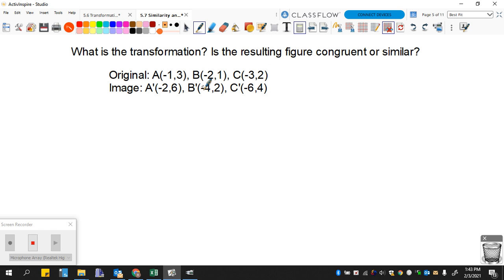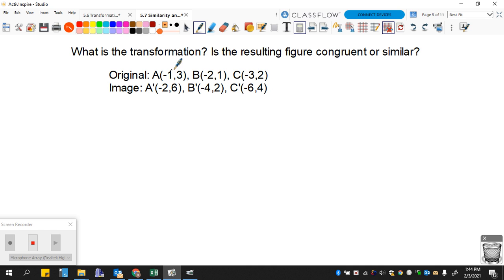Here, let's see what we did. Well, if we look here, -1 turns to -2 and 3 turns to 6. So we have both the x and the y that change. All right. The signs stay the same: a negative stays a negative and a positive stays a positive. So the signs on all of these don't change.